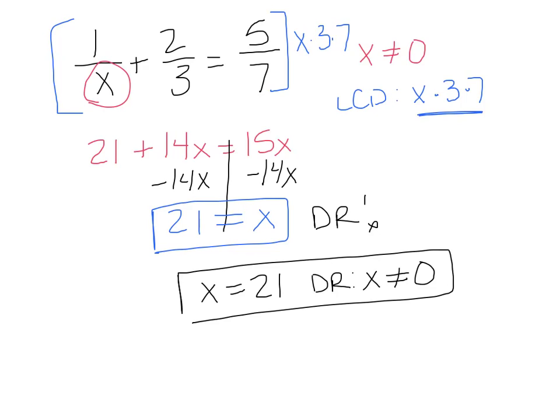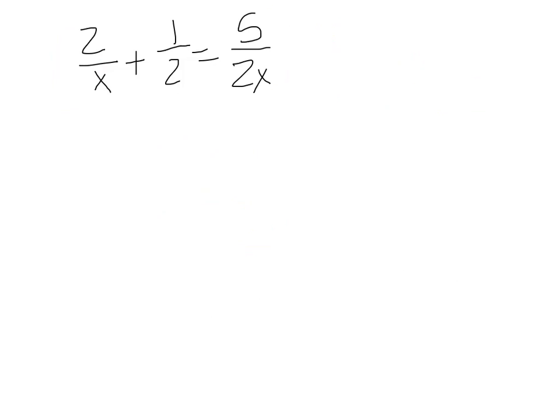Alright, so let's look at some more challenging ones. So for this problem, we have x in the denominator. We also have 2x in the denominator. Those two things are going to help me find my domain restriction. So if I have x, I know that it can't equal 0. So x is not equal to 0.